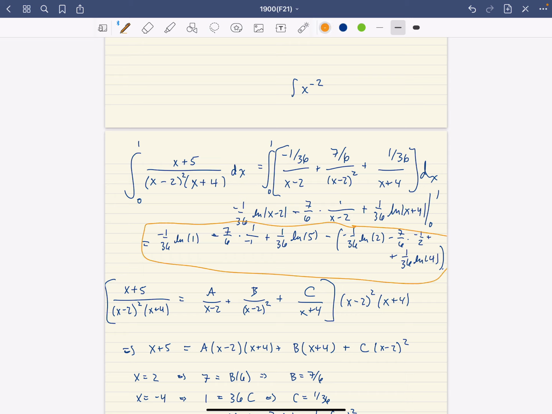Sorry for the algebra mess, but that's the idea. We find the partial fraction decomposition that allows us to integrate much nicer, much easier. All right, so that's it for the video.